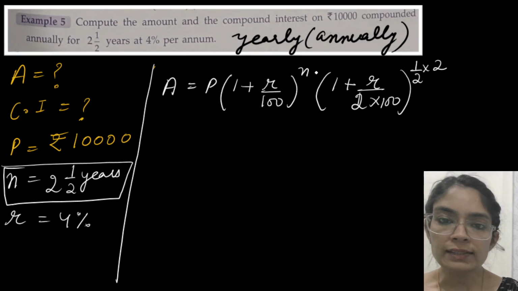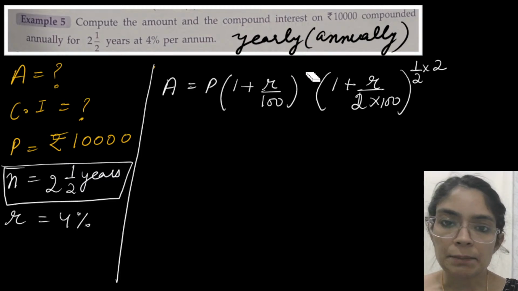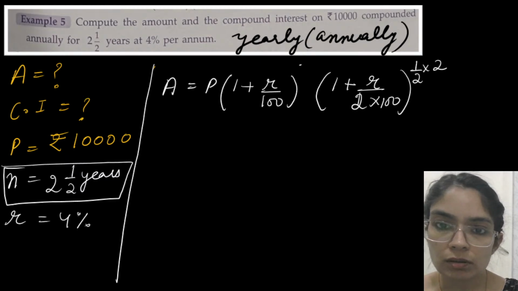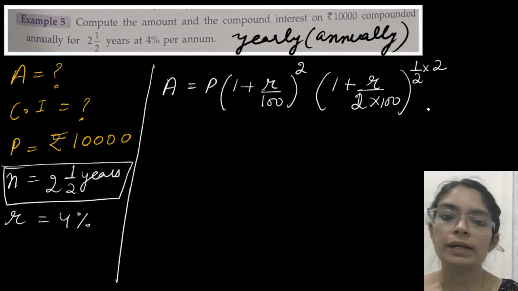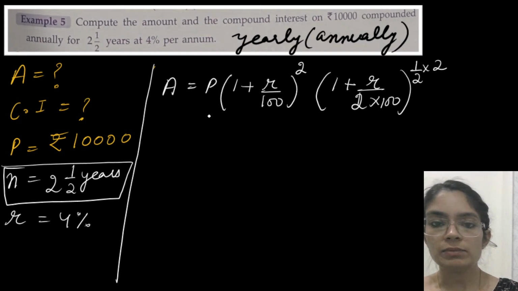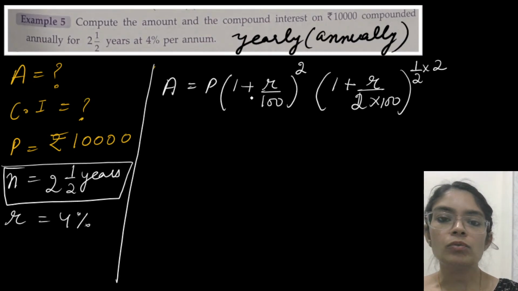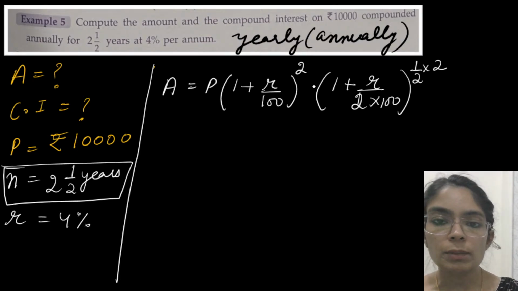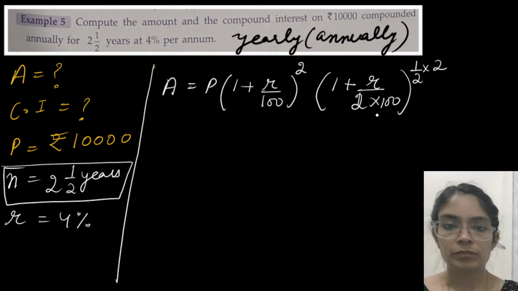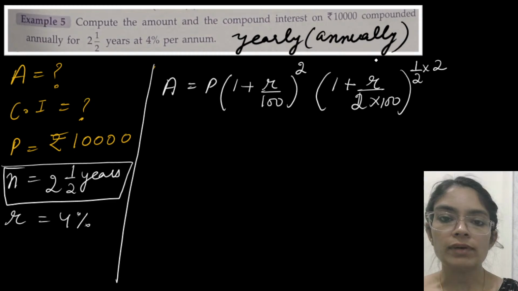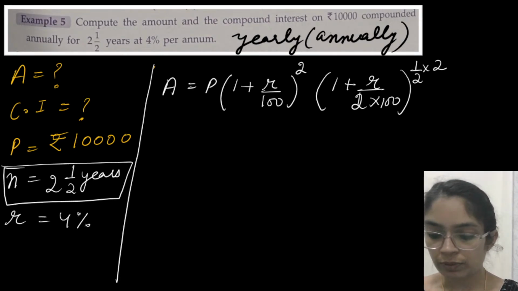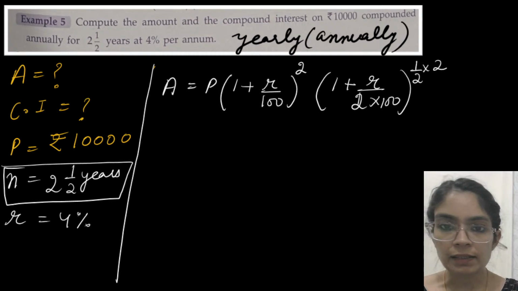See, 2 years, because the time period is 2 years, and then 1/2 year, 2.5 years. First 2 years we write like this, P into 1 plus R by 100 whole power 2, and the last half year we write separately. This is only in case of annually. Half yearly I have already shown you how to do. So I hope this is clear.